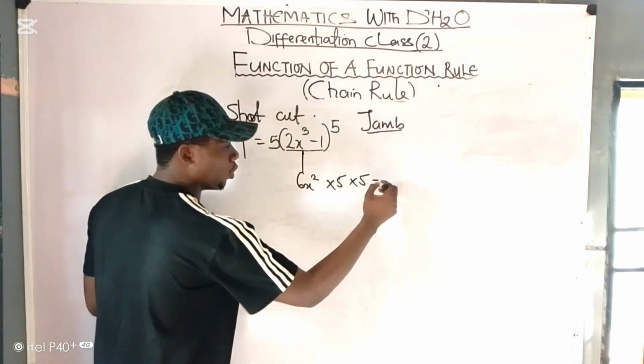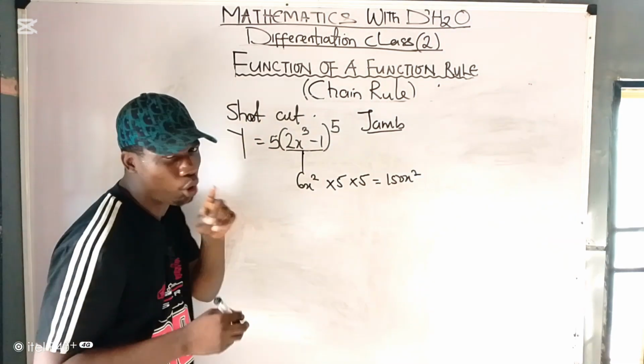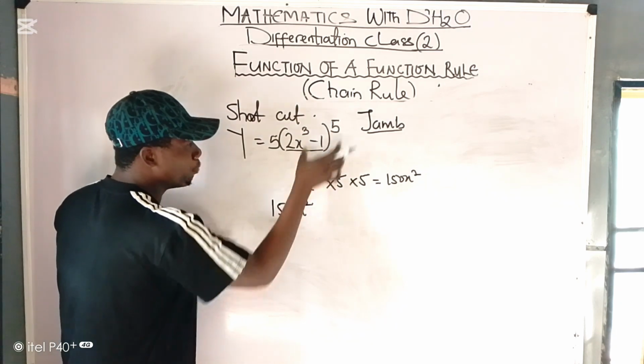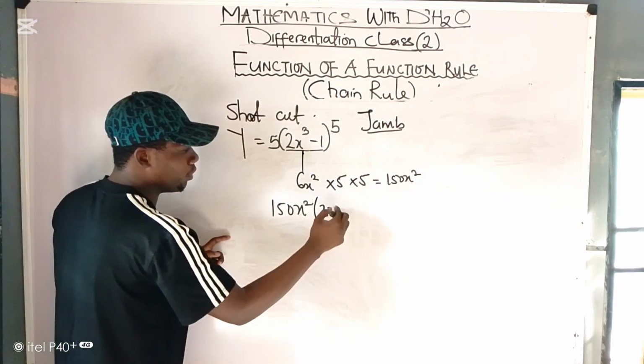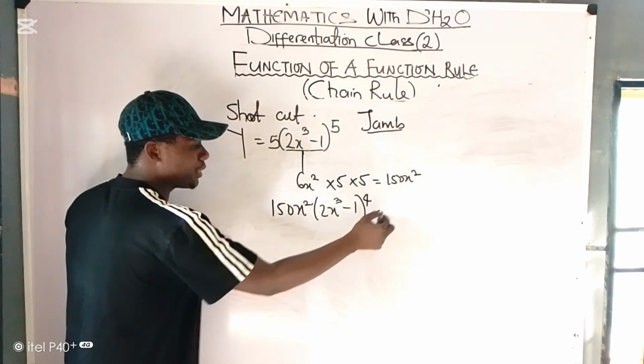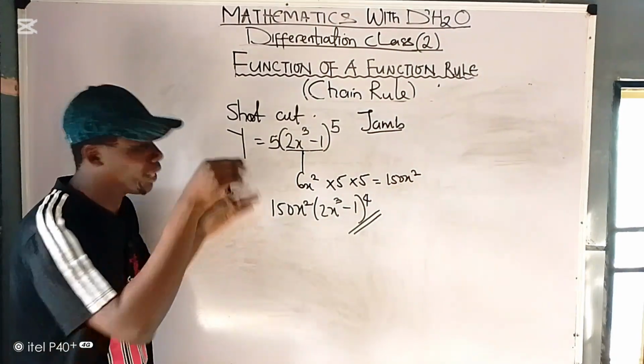So that will give us what? 150x squared. This 150x squared is all you need. You simply write 150x squared. You bring the bracket back. You have 2x cubed minus 1. Remove 1 from the power. You have 4. Do you get? So this is the answer to the question.